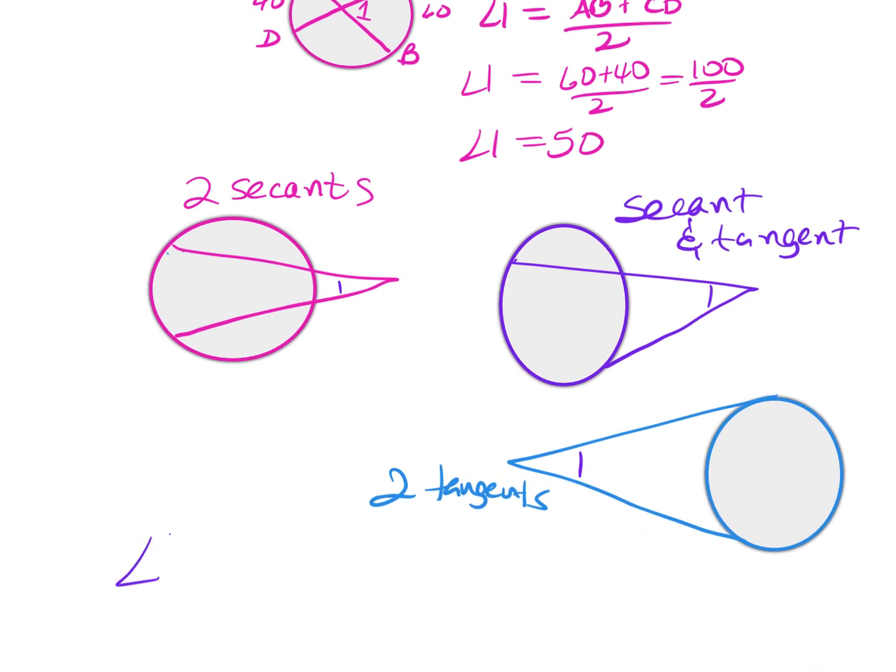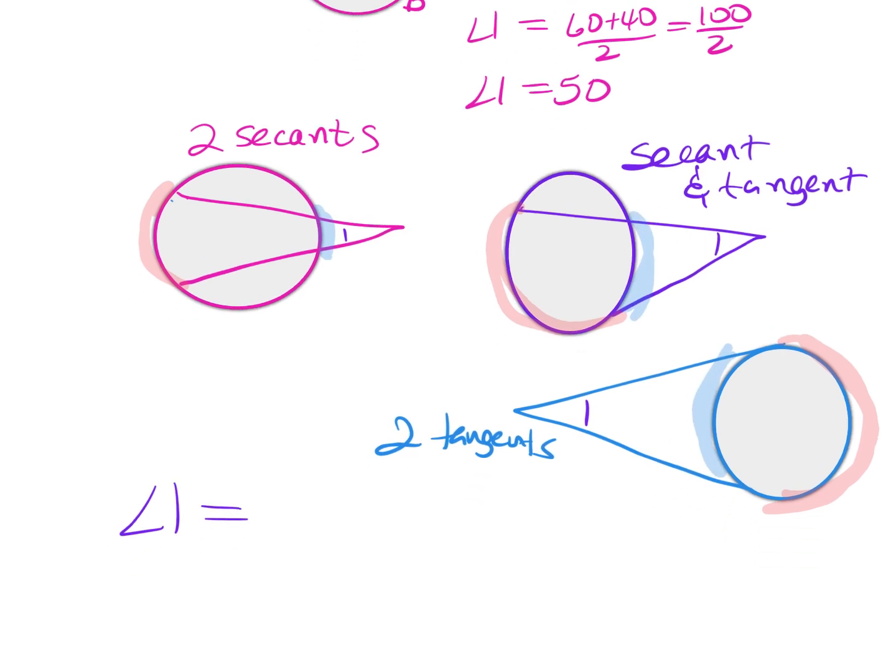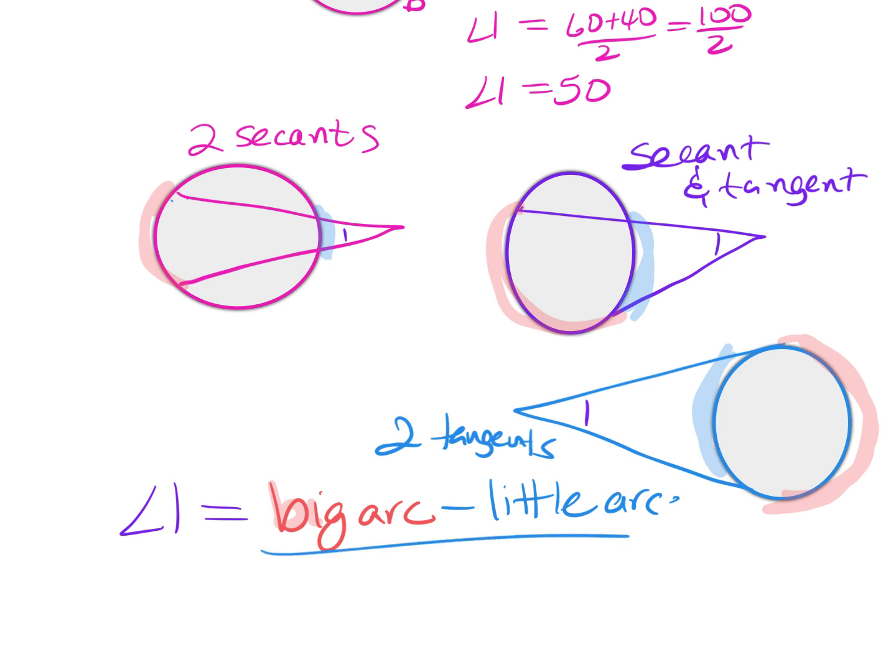So we can say that angle 1 is going to be equal to, and let me go ahead and mark the big arc on all of these, minus little arc, which will be right here. So it'll be big arc minus little arc, and then divide by 2. So again, all the blues are little, and then all the reds are the big arcs. So blue is little, red is big.